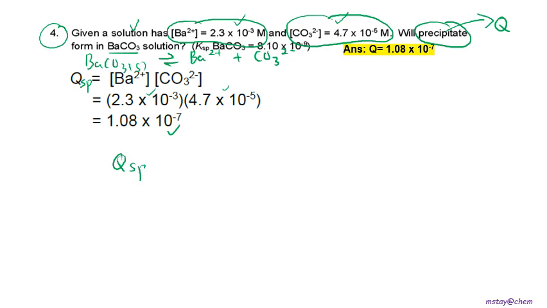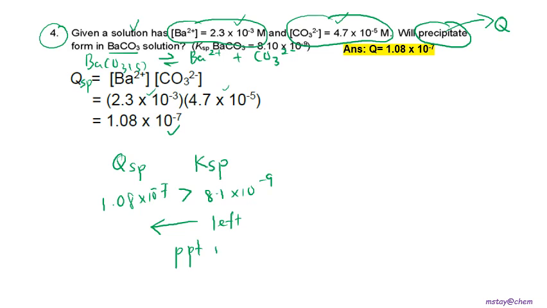Then we need to compare the QSP with the KSP. The KSP given is 8.1 exponent negative 9, while the QSP that we calculated is 1.08 exponent negative 7. So negative 7 is greater than negative 9, which means that the system will shift to the left, and the precipitate is formed.